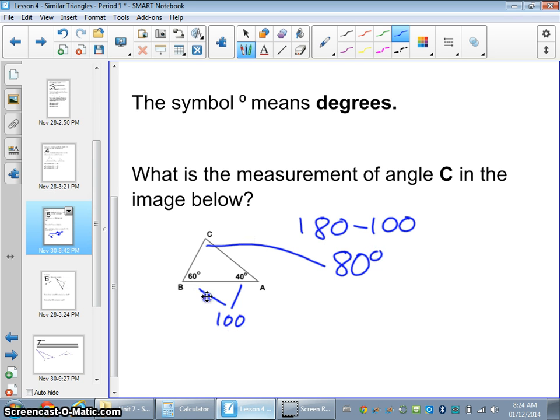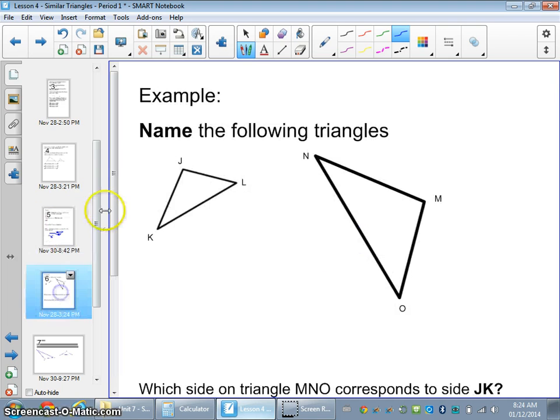So that's how we do it. 180 subtract the other two angles combined. So for example, we want to name the following triangles. Alright, so again, we just take the three letters. We go J, K, L, and that's the name of the triangle, J, K, L. And for this one here, usually we go in order that they are in the alphabet, M, N, O. This would be triangle MNO.